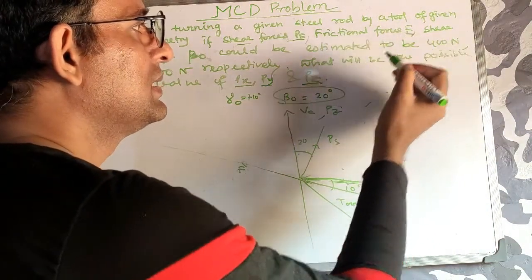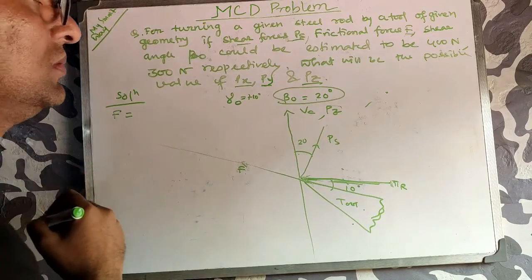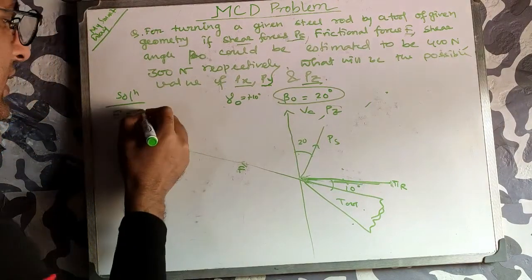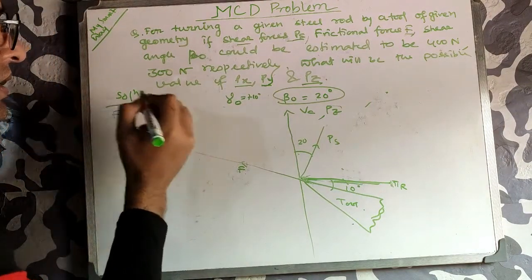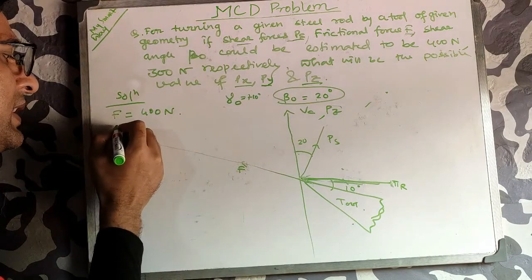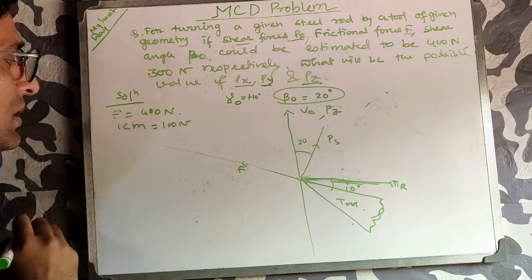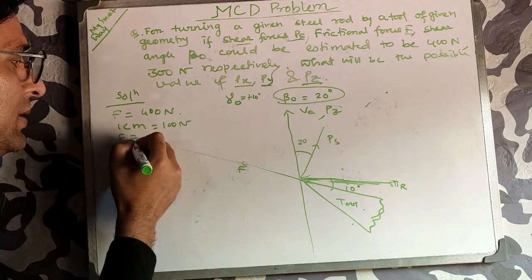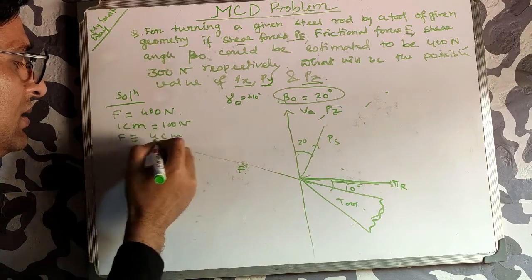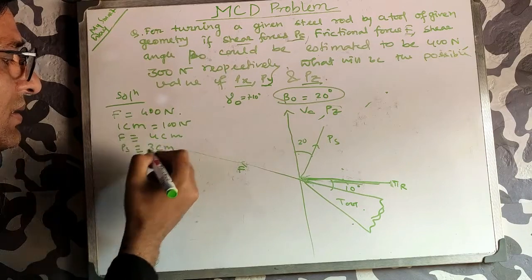So now consider the value of F. F is equal to 400 Newton, as given. Assume a scale of 1 centimeter equal to 100 Newton. So F is equivalent to 4 centimeter and Ps is equivalent to 3 centimeter.